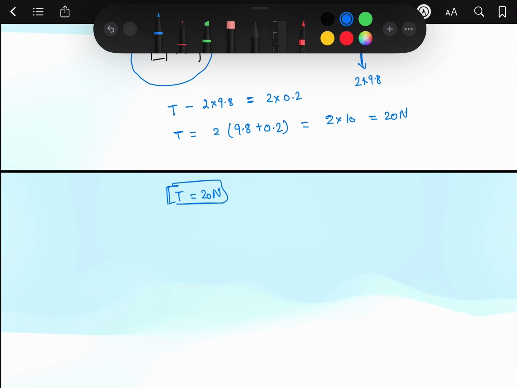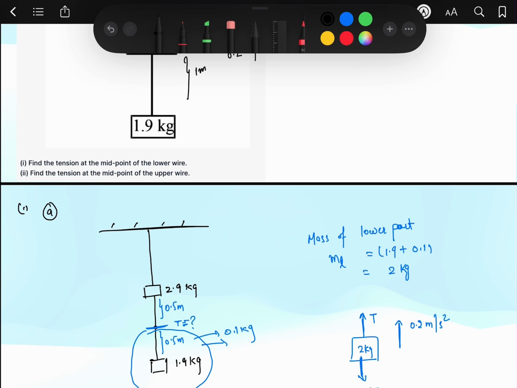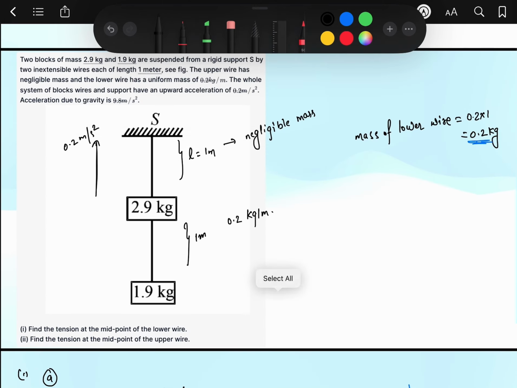Now coming to the second part, what is it asking? Find the tension at the midpoint of the upper wire. So here the upper wire is of negligible mass, so tension at every point will be the same value. Tension in the upper wire at every point will have the same value. Let us suppose it is T.